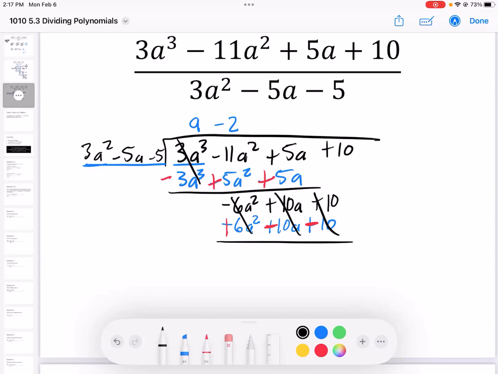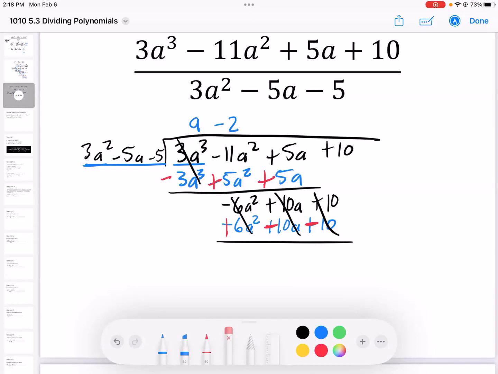But if you did have a remainder, like let's say, I don't know, you added them together and you ended up with 3a plus 7 or something like that, this would still be your remainder because 3a is a smaller degree than 3a squared. And so you would write your remainder as this plus 3a plus 7 over 3a squared minus 5a minus 5, etc. In this case, though, that's not the case because we didn't have a remainder. But if you did have a remainder, that's how you would write it. Any questions on that?